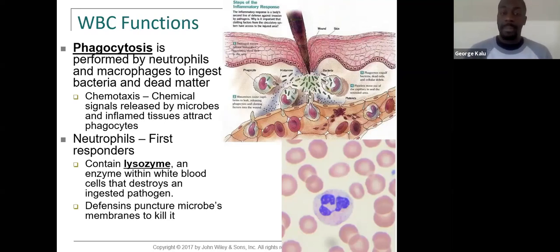The other thing that it's going to be able to do is release some defensins. Okay? So defensins are a type of molecule that will actually punch holes in the microbe's membrane. Okay? And as that happens, it will eventually cause the microbe to rupture and end up getting destroyed. So, okay. Those are the neutrophils. Okay? So that's these guys over here.